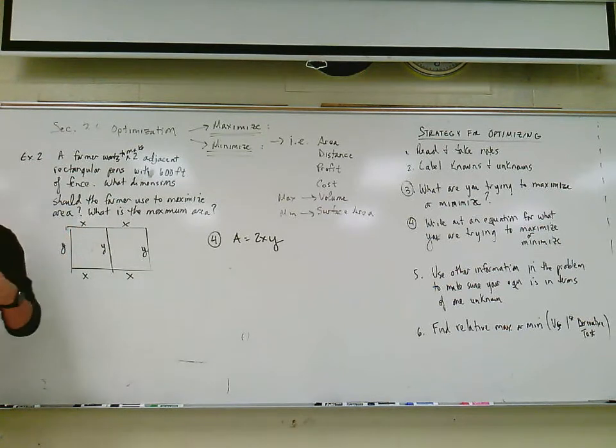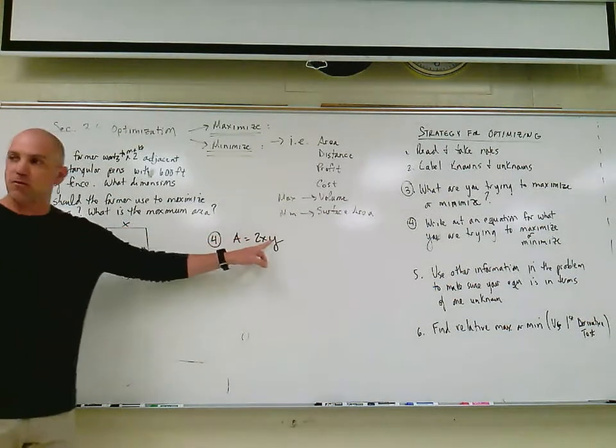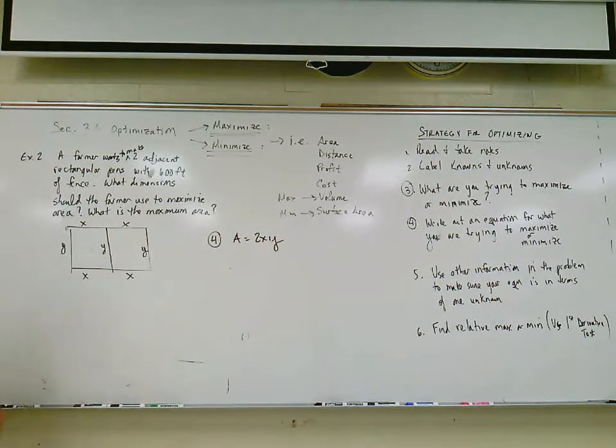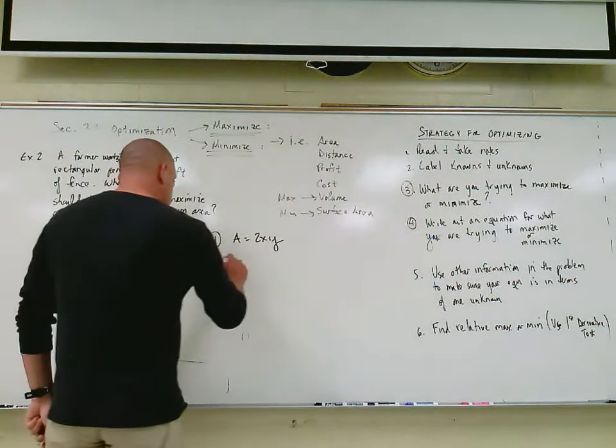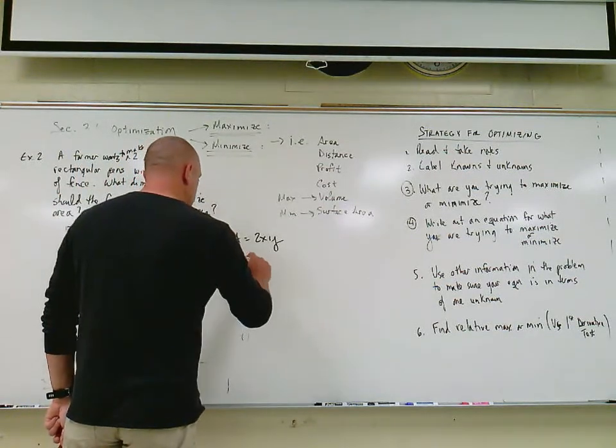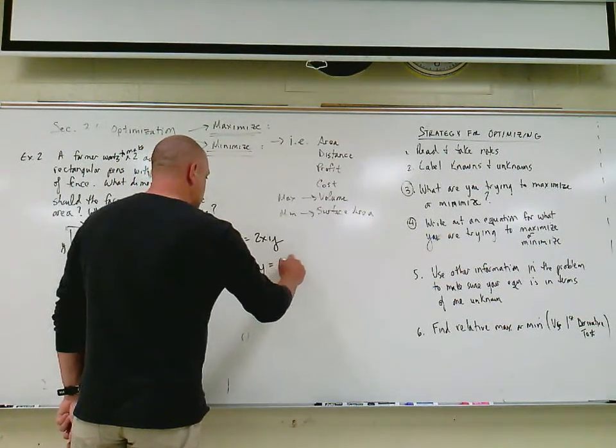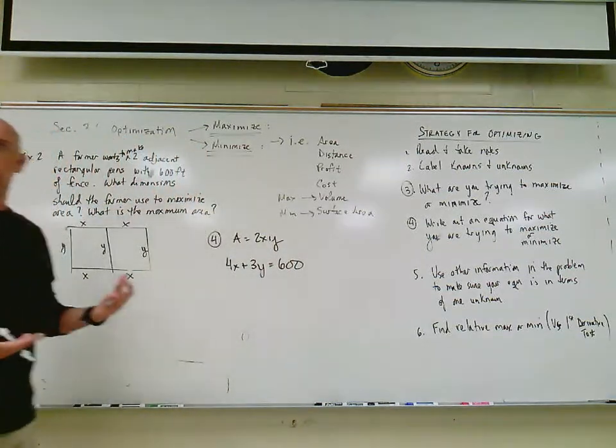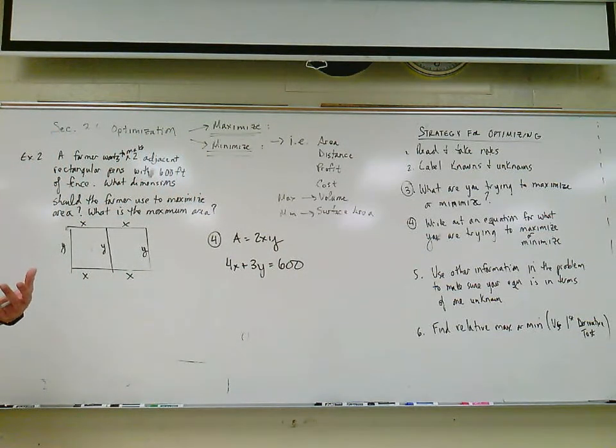So I'm going to create another equation, because I need another equation to solve for one of these unknowns. What is it called when you add up all the distance around? Perimeter, and you have that partition there. So what's the perimeter including the partition? 4x and 3y. So 4x plus 3y has to equal 600. That's the other bit of information I need.